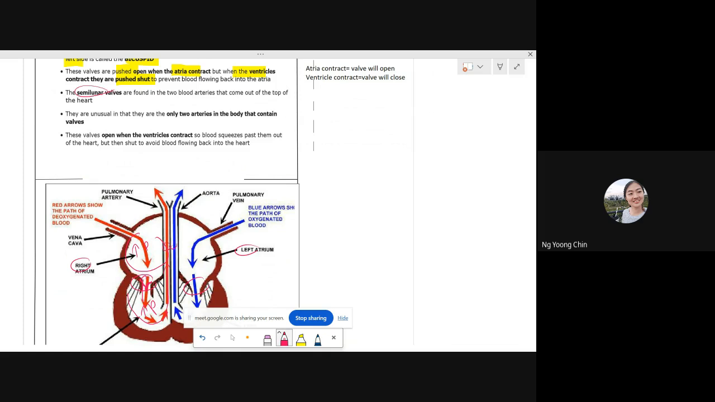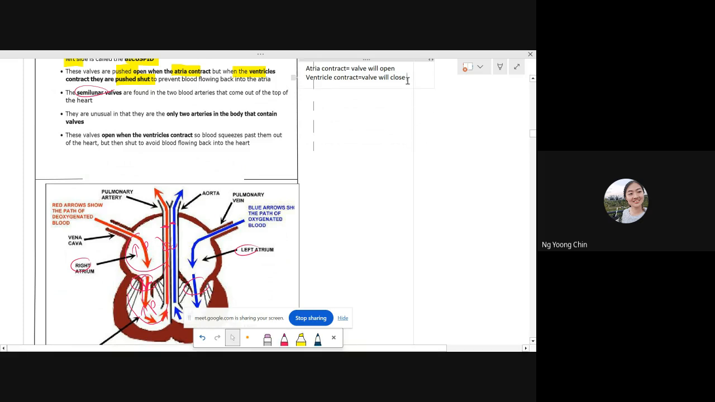Which is this semilunar valve? The semilunar valve is found within the aorta and also within the pulmonary artery. The semilunar valve will only open once the ventricles, the left ventricle and the right ventricle, contract. So they increase in pressure and force the blood to go out. The blood needs to pass through the semilunar valve, so the pressure causes the semilunar valve to open to allow the blood to transfer from the ventricles into the pulmonary artery and the aorta.